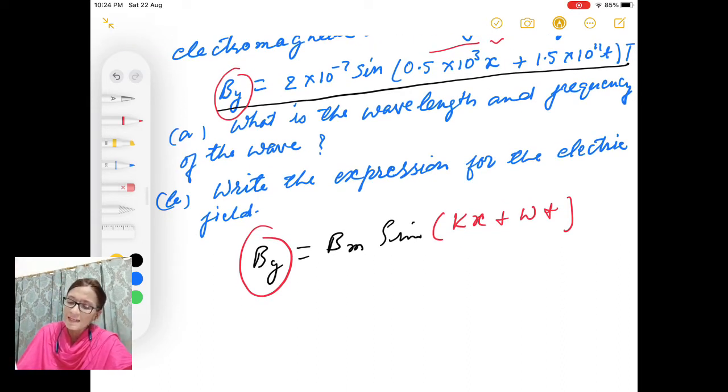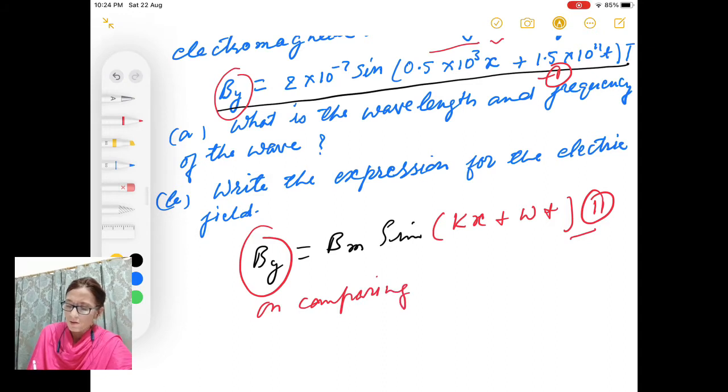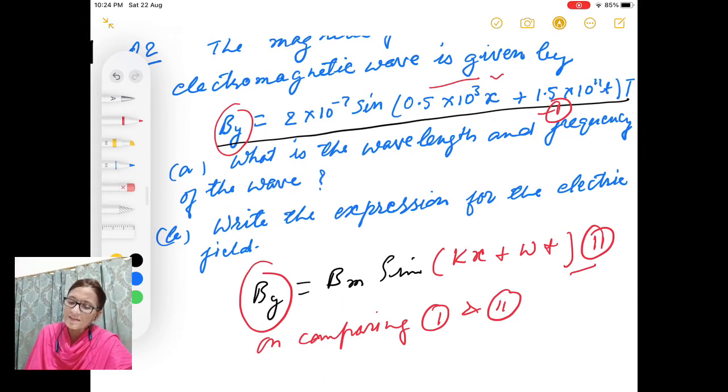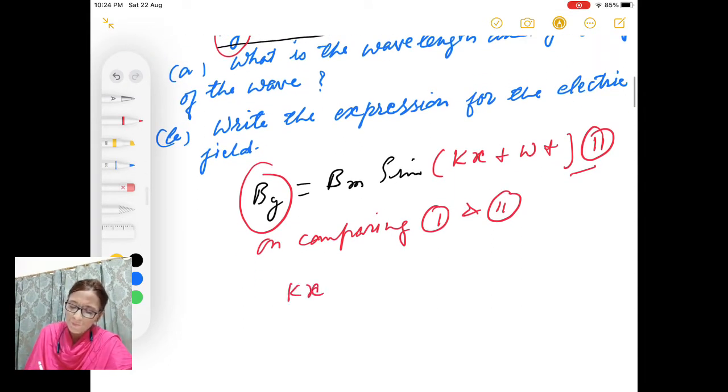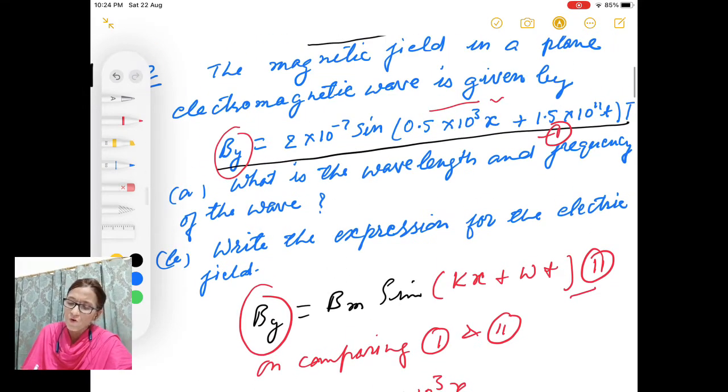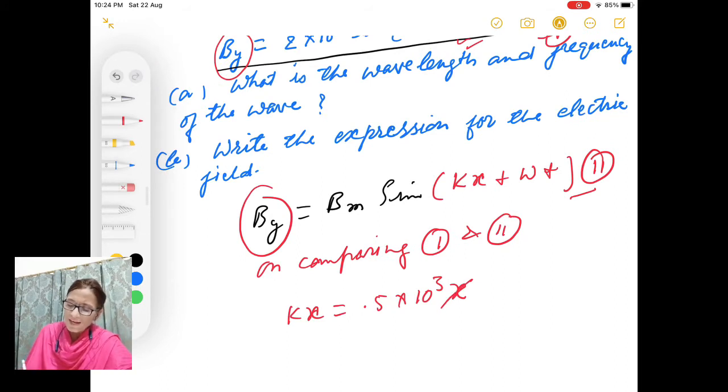So on comparing these two equations 1 and 2, you will find that kx is equal to 0.5 into 10 to the power 3 x. From here, x is cancelled from both the sides, and k, which is the wave number, is 2 pi upon lambda, equal to 0.5 into 10 to the power 3.